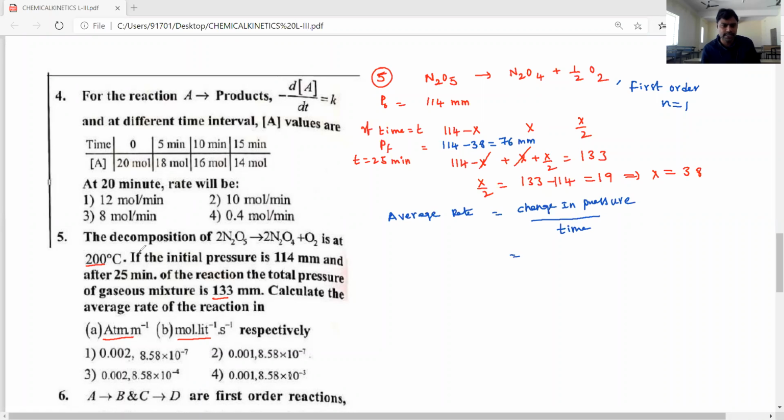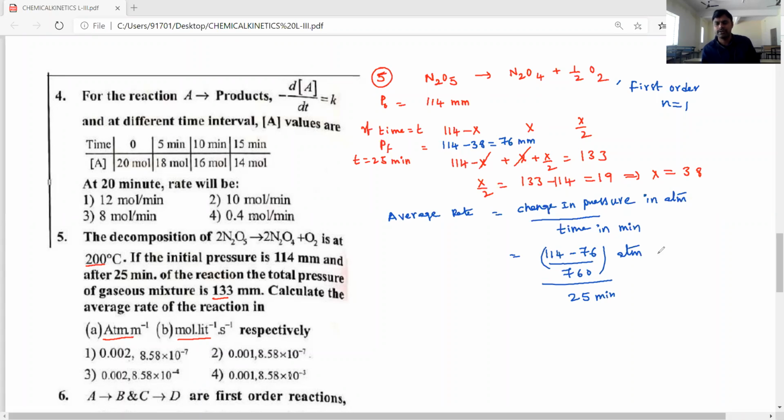The units of change in pressure should be atmospheres, but the change in pressure we have is in mm. So that is change in pressure in atmospheres, and the time is in minutes. The change in pressure is equal to initial pressure minus final pressure, that is 114 minus 76 by 760 atmospheres, by time 25 minutes.